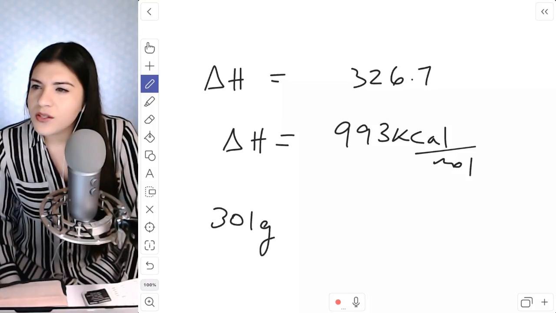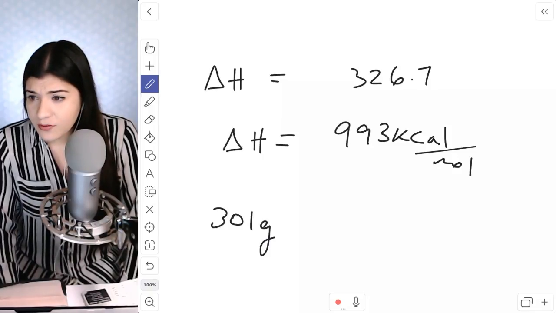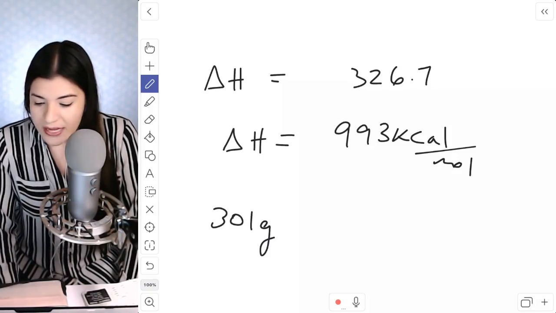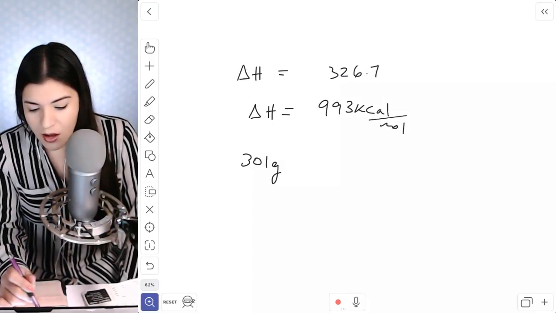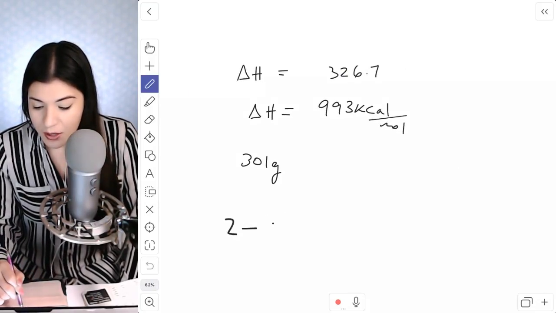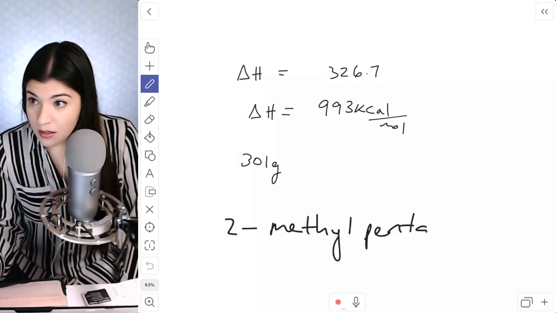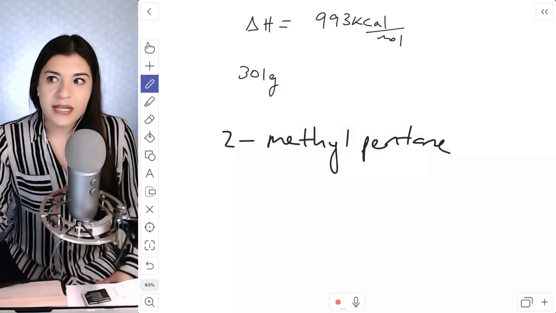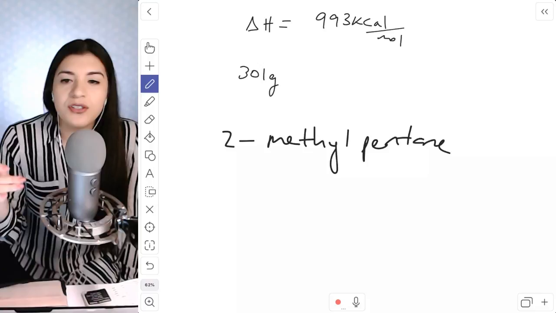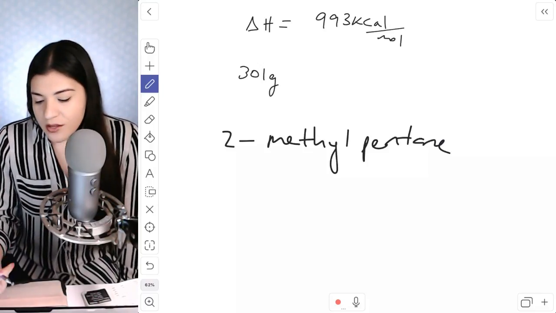Let's see what I can do with that. So I have to convert my grams to moles of 2-methylpentane first. So I have to figure out what the molar mass would be for 2-methylpentane. So let's start there. Let me write out what that would have been and how I would figure that out. What I'm going to do is pretty much just draw it out for right now. And then I'm going to translate that and see how many of each, like carbons or hydrogens, there are, and then figure out the molar mass of it.